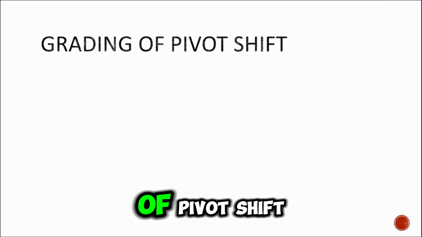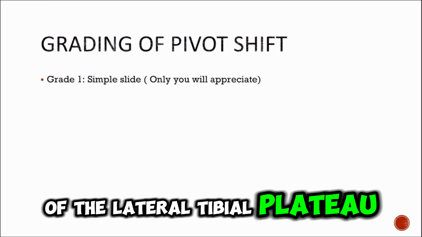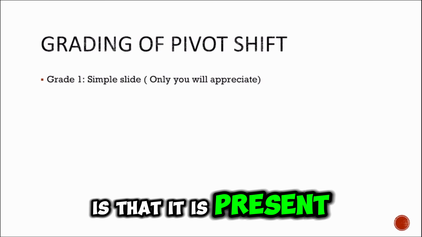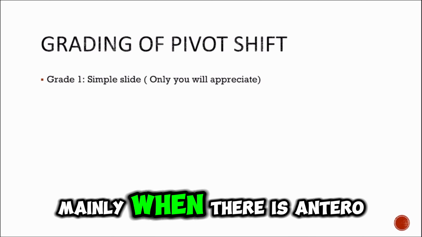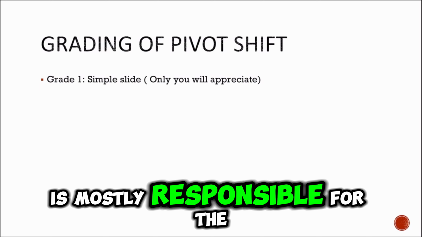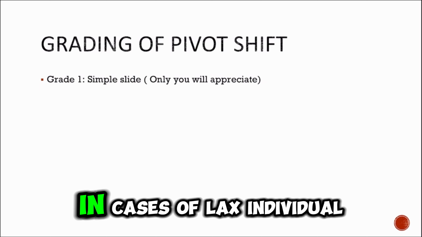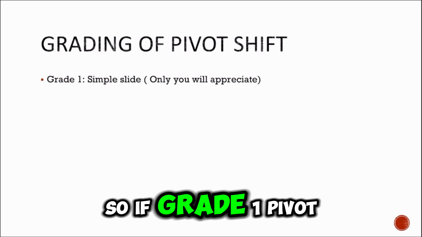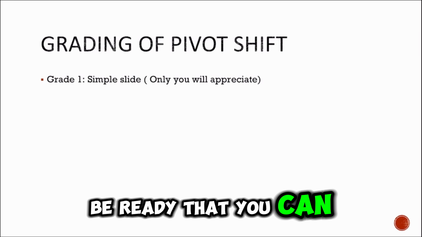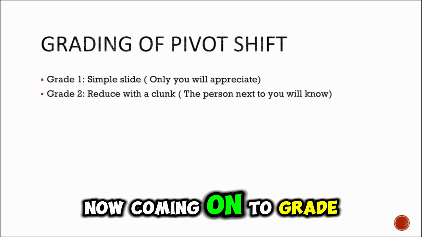Now coming on to grading of pivot shift. First is grade 1. Grade 1 is a simple slide of the lateral tibial plateau only. Only you will be able to appreciate the test. The clinical significance here is that it is present in partial ACL tears, mainly when there is an anteromedial bundle tear, because the posterolateral bundle is mostly responsible for the rotational control of the tibia, and it can also be present in lax individuals. So if grade 1 pivot is present, be ready that you can appreciate intraoperatively that the ACL is normal, it is not torn.